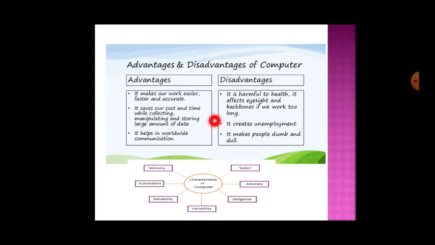Then it helps in worldwide communication. Yes, we can access the data or information worldwide, that is through the internet. It makes people dumb and dull. Yes, children, now the era is online classes and you people are studying through the online. So it has some advantages as well as disadvantages. Seeing the computer for a long time even destroys your health and affects eyesight.